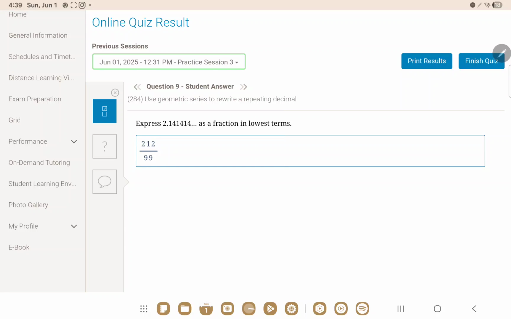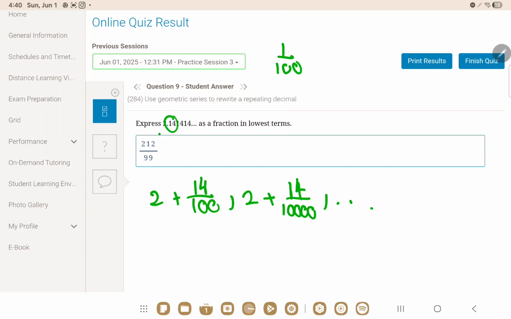We've already said how to do this. You keep the 2 aside, and then your geometric progression is basically 14 over 100, then 14 over 10,000, and so on. So our common ratio is 1 over 100 again. Why? Because you're repeating 2 values, 14. Those are the 2 values that keep repeating.